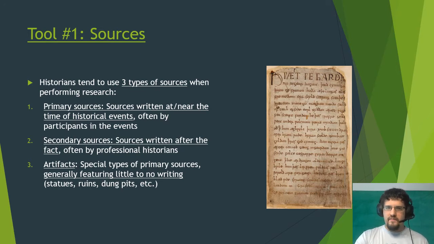Lastly, we have artifacts. Artifacts are these special types of sources that usually don't have much writing. Think old cities, statues, even dung pits. Yes, that's ancient toilets if you're wondering. And you'd be surprised how useful a tool poop can be in studying history. I probably could have phrased that better.